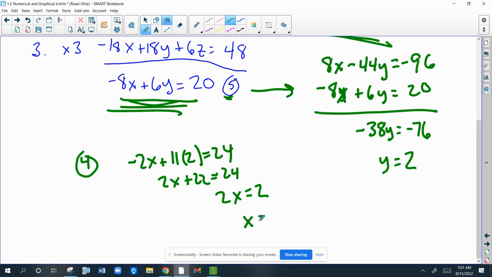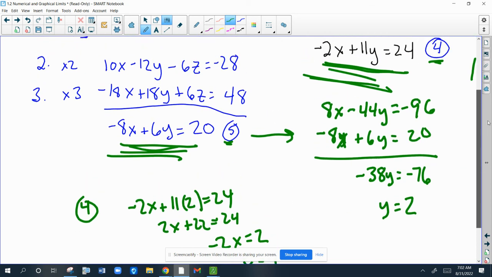I think I screwed up there because I know what the answer is. It was negative 2x, so x equals negative 1. So now I have x and y solved for. I have to solve for z.